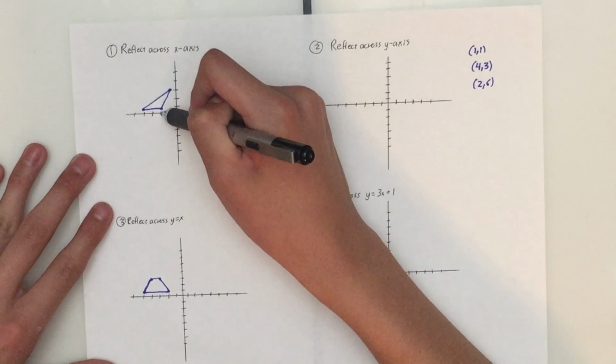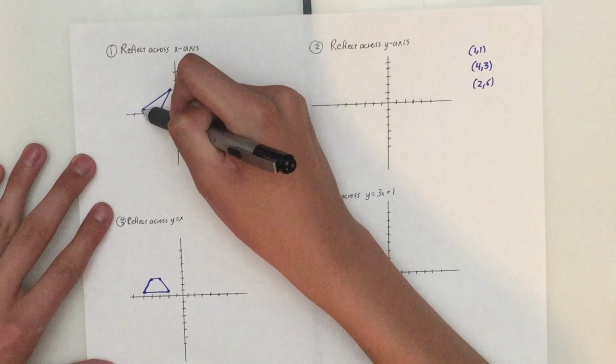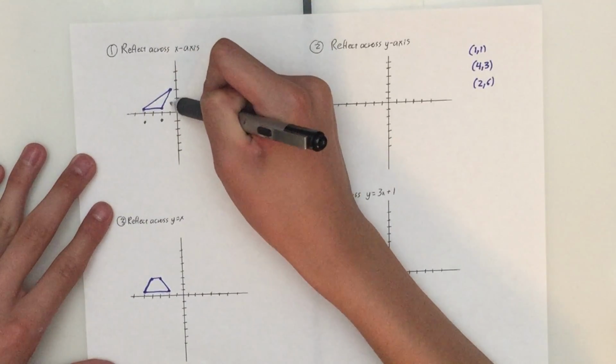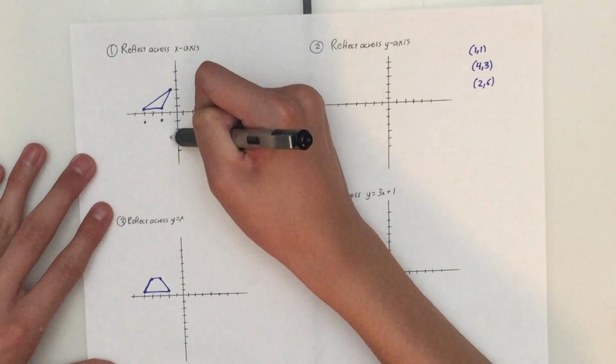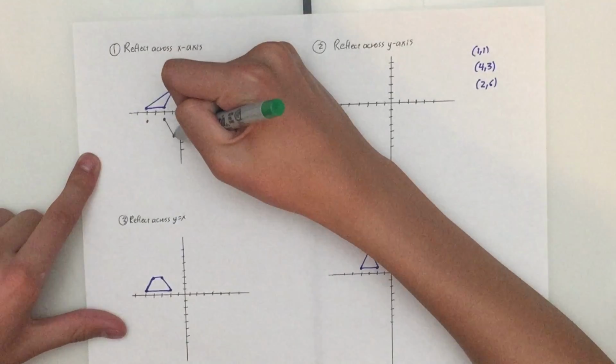So this is 1 point away from the x-axis, so we can count down 1. This is 1 away from the x-axis as well, so we can count down. This is 3 away, so we can just count down. And then when you're done, you can just connect all the dots.